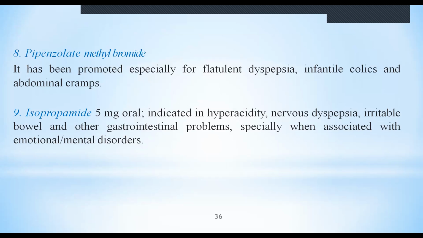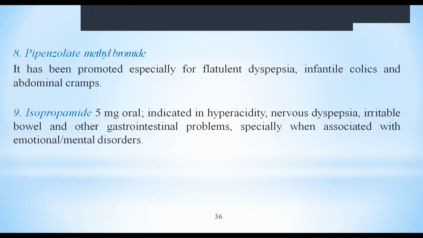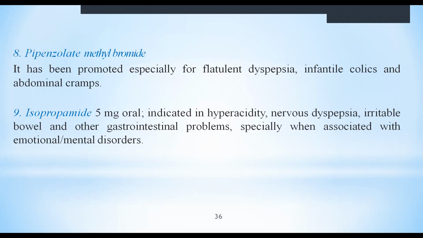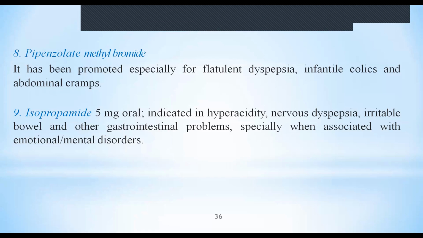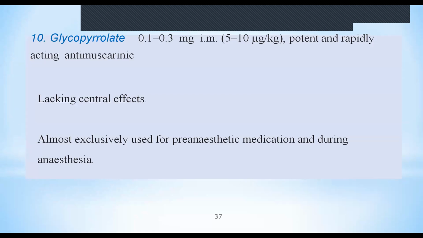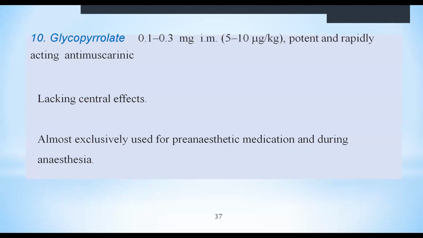And isopropamide is used in the dose of 5 milligram total oral, indicated in hyperacidity, nervous dyspepsia, irritable bowel syndrome, etc. IBS and similar problems are associated with emotional or stress disorders. This can occur whenever the person is in stress. And glycopyrrolate is a potent and rapidly acting anti-muscarinic agent. Just like atropine, it has low central effects and is almost exclusively used for pre-anesthetic medication and during anesthesia, especially as an anti-secretory agent.